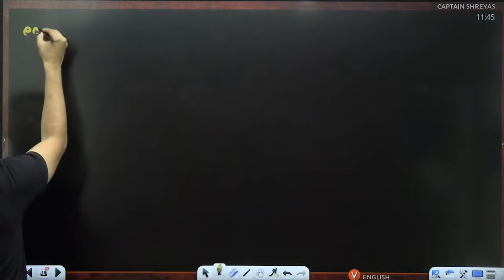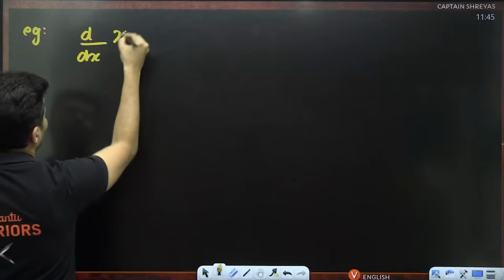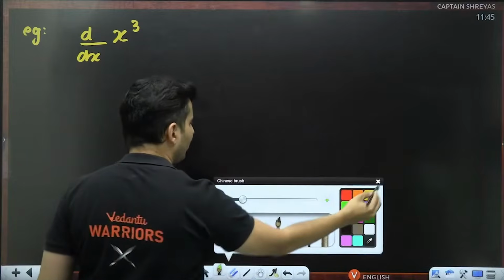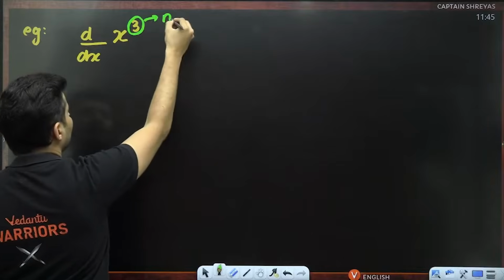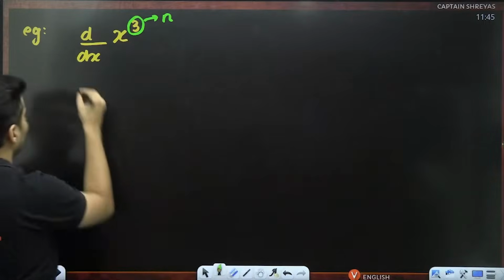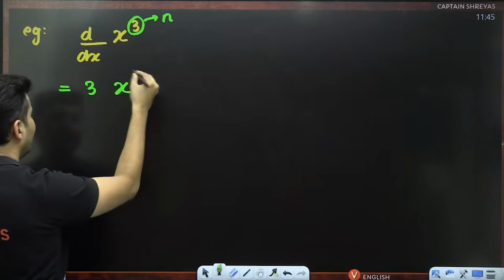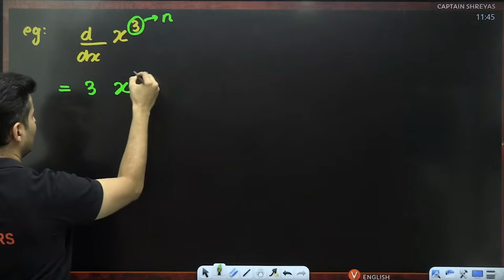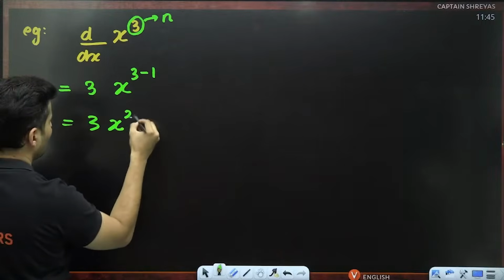Example. Let's say I want to find the derivative of x cube. First of all, understand this is of the form x raised to n. So here this number 3 is like that n. So n comes outside, which is basically 3, and what remains inside is n minus 1 power. So this will become 3 minus 1. Hence this will become 3x square.